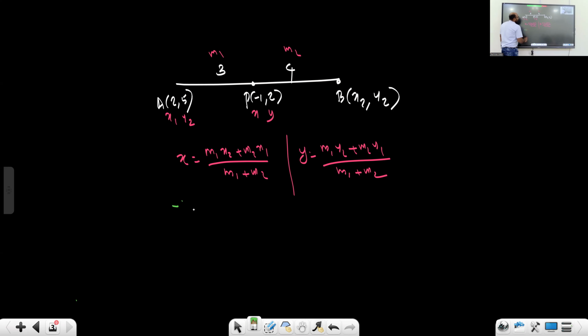Minus 1 equals (3 into x2 plus 4 into 2) divided by (3 plus 4). We don't know x2; m2 is 4. Simplify, you will get the x2 value. Everyone simplify.